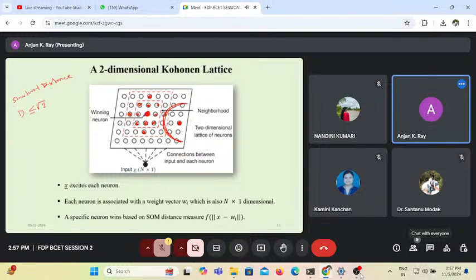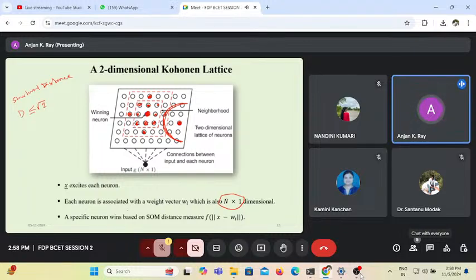Okay, so again, as it says, x excites each neuron, and each neuron is associated with a weight vector wi, which is also n cross 1 dimensional. Why n cross 1? Because our input is also having the same dimension. Input may be 1, 2, input may be 6, input may be 500, depending on your application. But each neuron will have the same dimensional weight space.